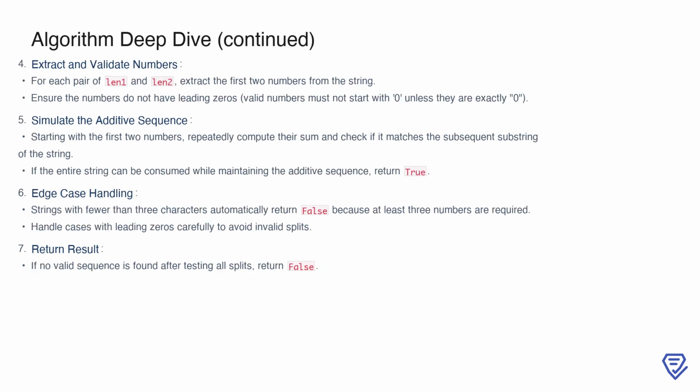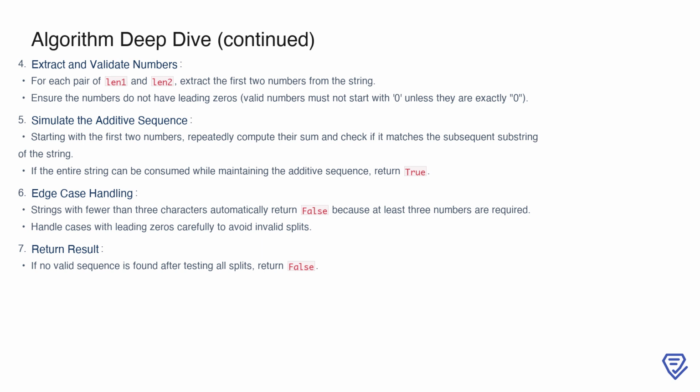Once we have determined the lengths of the first two numbers, the next step is to extract the actual numbers from the string and validate them. For each combination of len1 and len2, we extract the first two numbers. It's crucial here to ensure that these numbers do not have leading zeros, as such numbers are considered invalid unless the number is exactly 0.